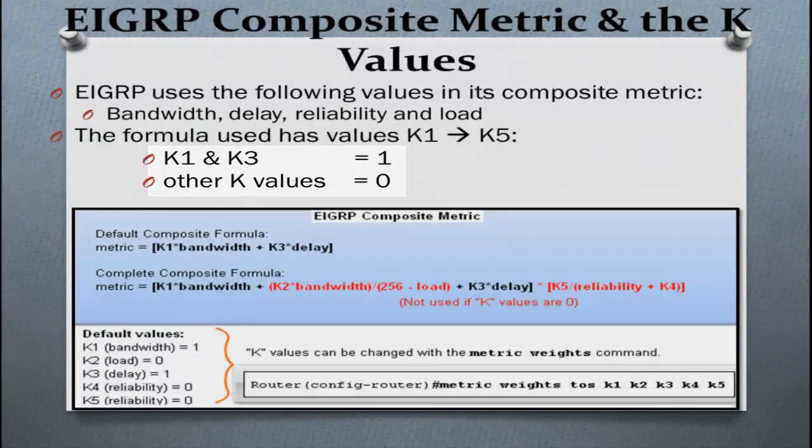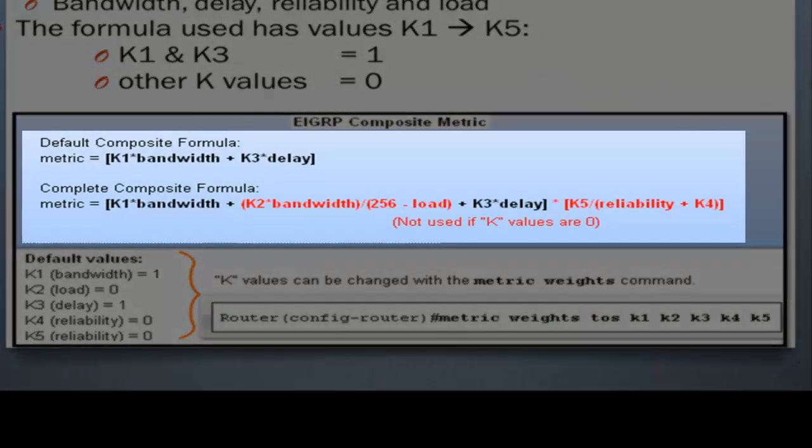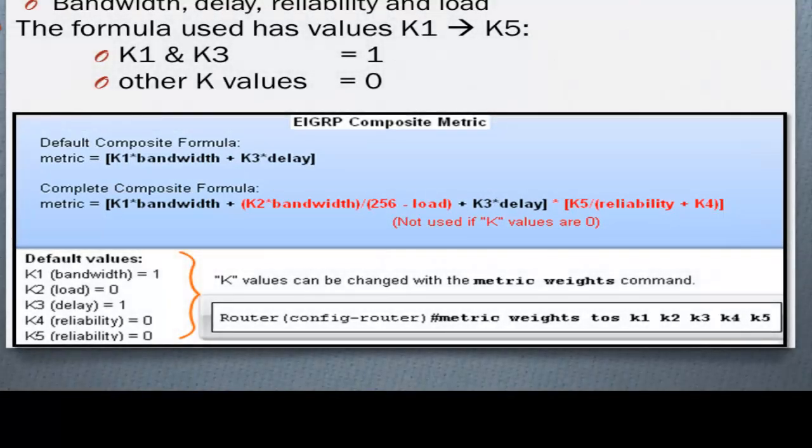We calculate the metric by using the default composite formula: K1 multiplied by the bandwidth, then we add the result to K3 multiplied by the delay. The complete composite formula can be calculated as shown in the figure. In addition, the K values can be changed with the metric weights command.